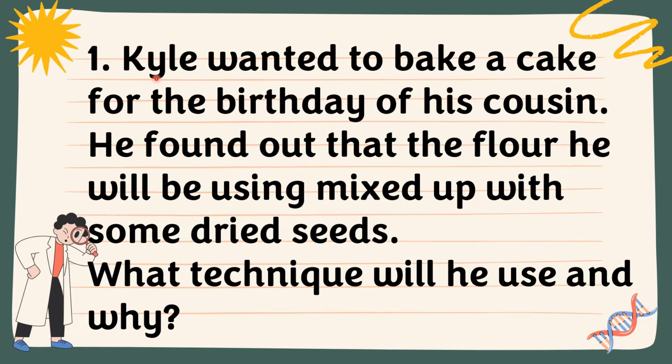Okay, number 1, Kyle wanted to bake a cake for the birthday of his cousin. So he found out that the flour he will be using is mixed up with some dried seeds. So what technique will he use and why? Okay, the answer is sieving, because flour, which is finer than the seeds, will pass through the tiny holes, leaving the seeds in the sieve.